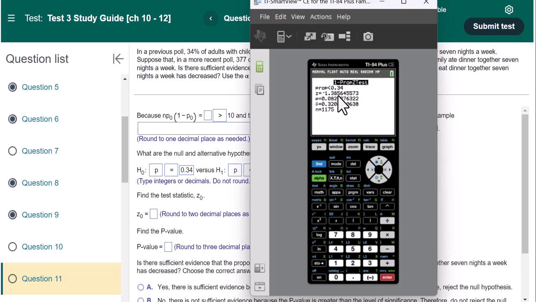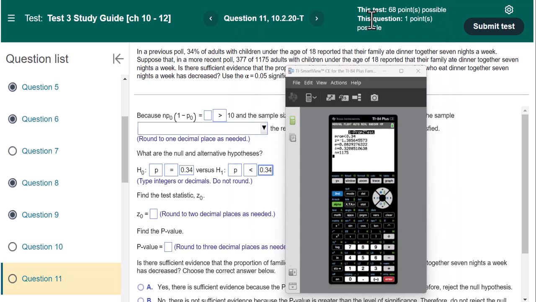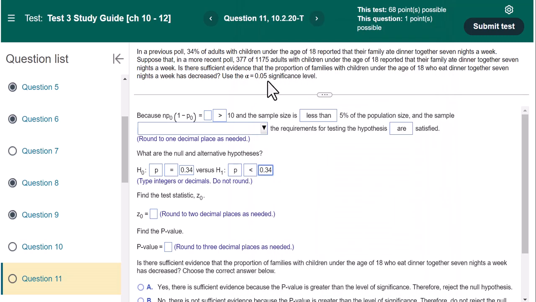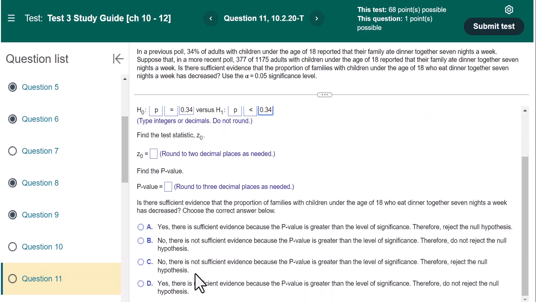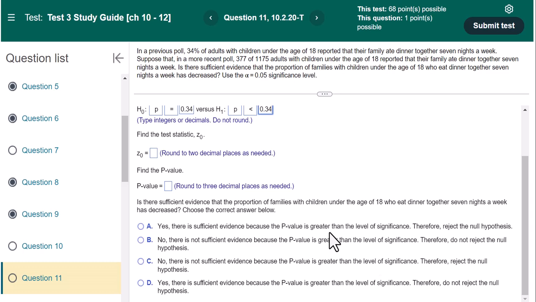And z is negative 1.39, p-value is 0.0829. And let's see what alpha is. 0.05, this is bigger than alpha. You fail to reject the null hypothesis. And then you conclude that there is not sufficient evidence to support the claim. So no, there is not sufficient evidence because the p-value is greater than the level of significance. Therefore, we don't reject the null hypothesis.